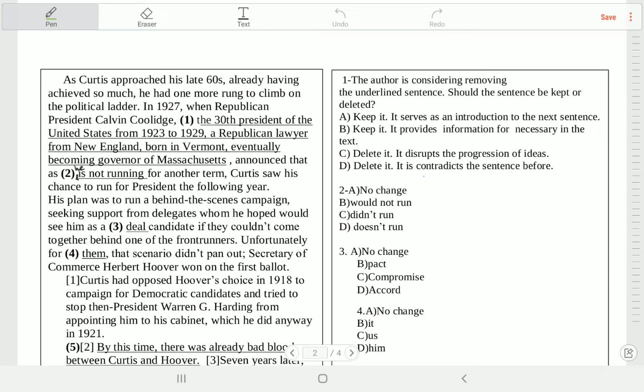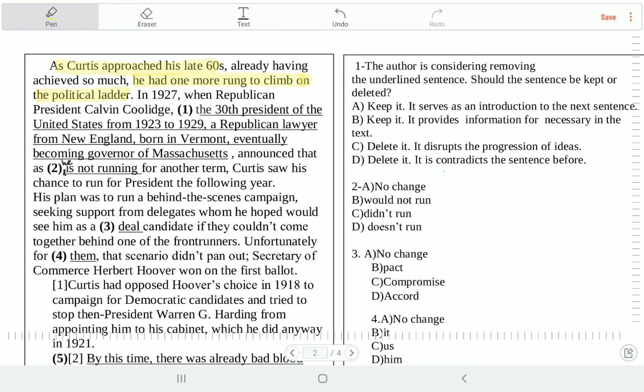So let's read. As Curtis approached his late 60s, already having achieved so much, that's a non-essential, he had one more rung to climb on the political ladder. So it's all about someone named Curtis. In 1927, when Republican President Calvin Coolidge, the 30th President of the United States from 1923 to 1929, a Republican lawyer from New England, born in Vermont, eventually becoming governor of Massachusetts, announced that he was not running for another term, Curtis saw his chance to run for president the following year.